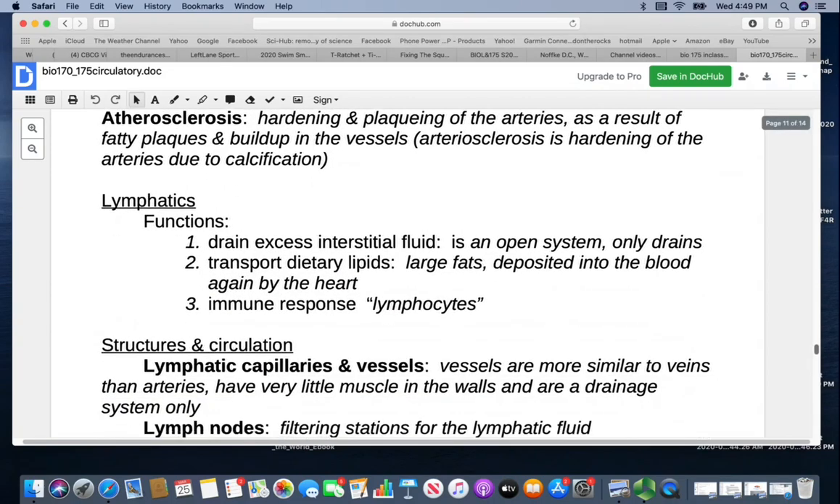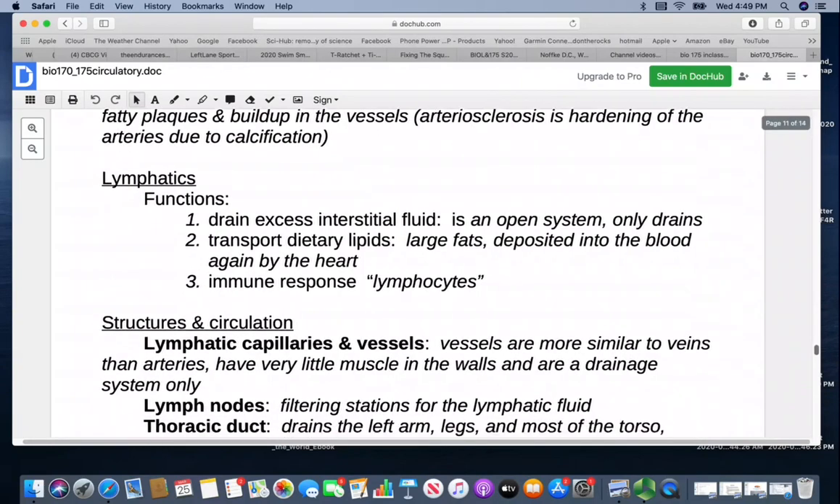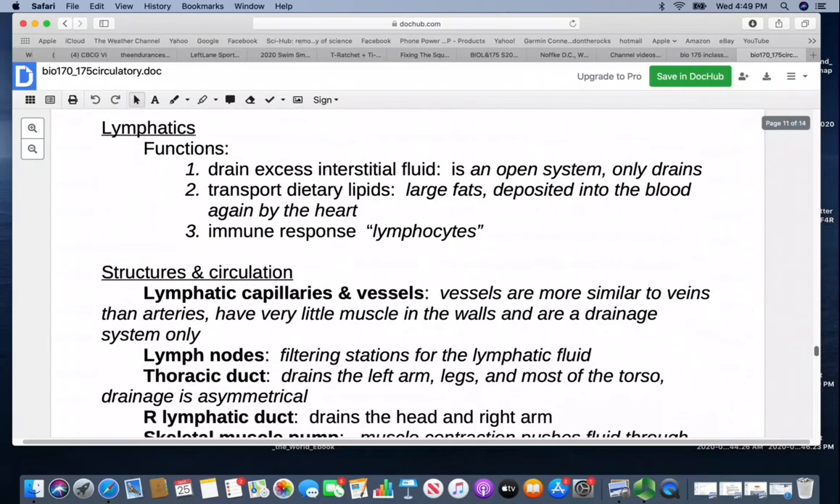So your lymphatics, these are going to drain excess interstitial fluid. It's an open system. With the blood, it's a closed system. You have a vessel that's going to take the blood there, a vessel that's going to bring it back. This is considered an open system because all it does is drain.